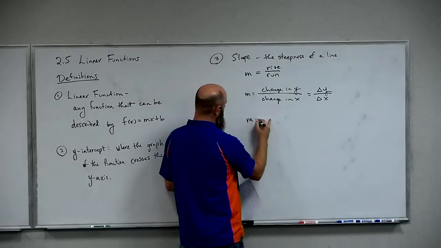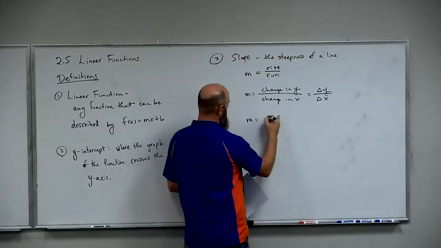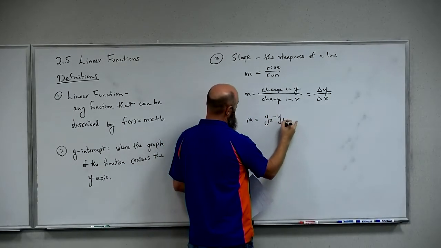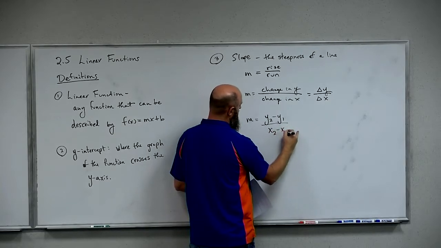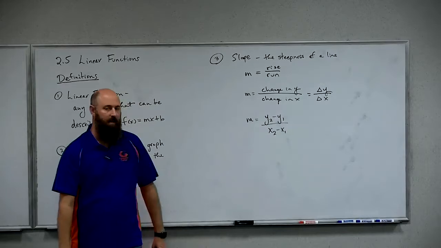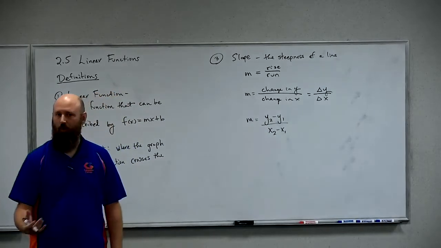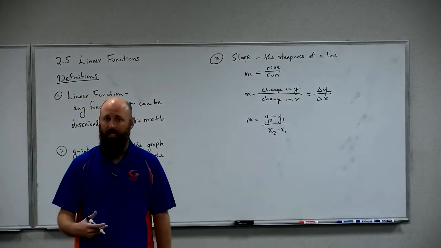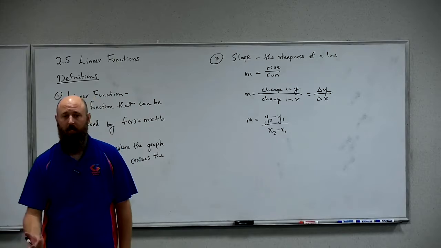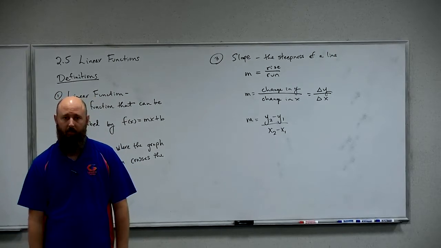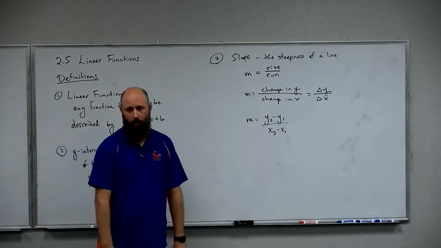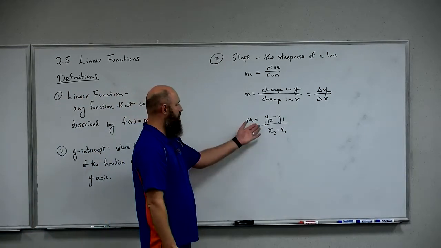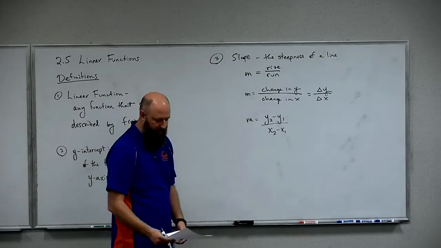And then one last way that we'll represent this is through ordered pairs. Y2 minus Y1 divided by X2 minus X1. Now the little subscripts mean that's the ordered pair it came from. The Y and X with 1 on it came from an ordered pair. The Y and X that have a 2 on it come from another ordered pair. So if we have 2 ordered pairs, we can find the slope between those 2 ordered pairs using this formula.